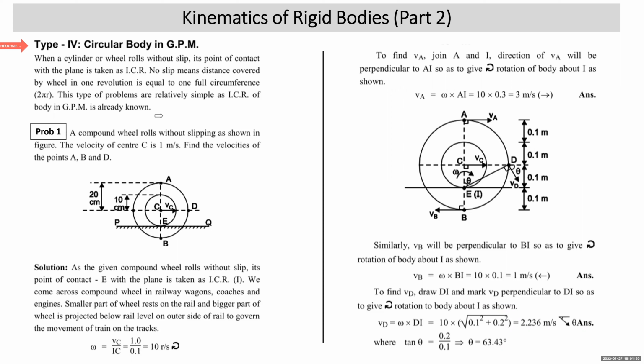What do you mean by no slip? No slip means, suppose your wheel has turned by 1 revolution, the distance covered on the plane will be one full circumference, that is equal to 2 pi r. This type of problems are relatively simple since ICR is already known to us.